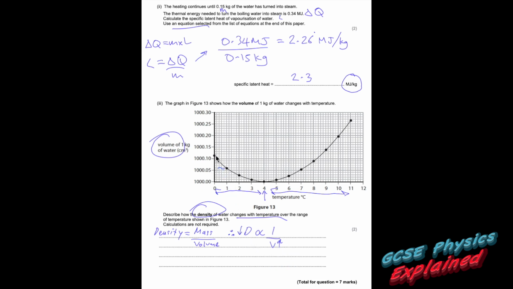Now, the volume at first is getting smaller. So if the volume is getting smaller, the density is getting bigger, and quote the values. So between 0 and 4 degrees C, the volume is decreasing, which means that the density is increasing.